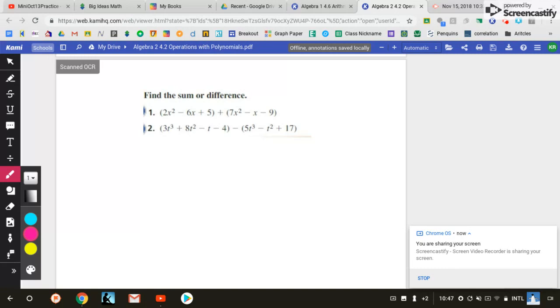If you got them right, great job. If not, go back and see if you can find your mistake. And if you still can't figure it out, make sure you post in the comment what your problem number is and where you are stuck so I can try to help you. All right, that's it for adding and subtracting. Now let's move on to multiplying.